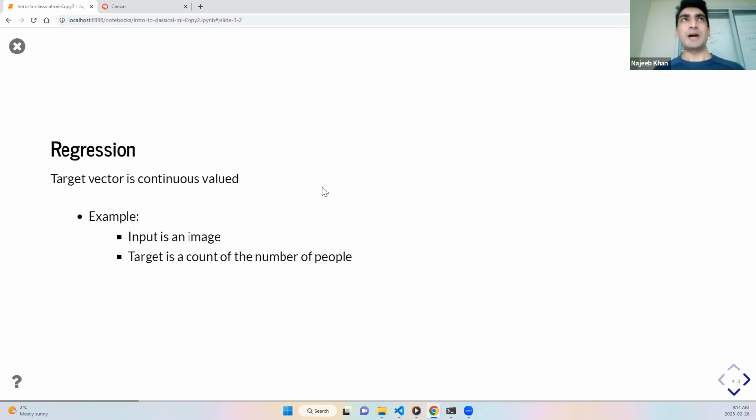Another example would be housing price. The input is the area in square feet, and the target is the dollar amount the house will cost. So it's again a continuous target to predict. So that's a regression problem.